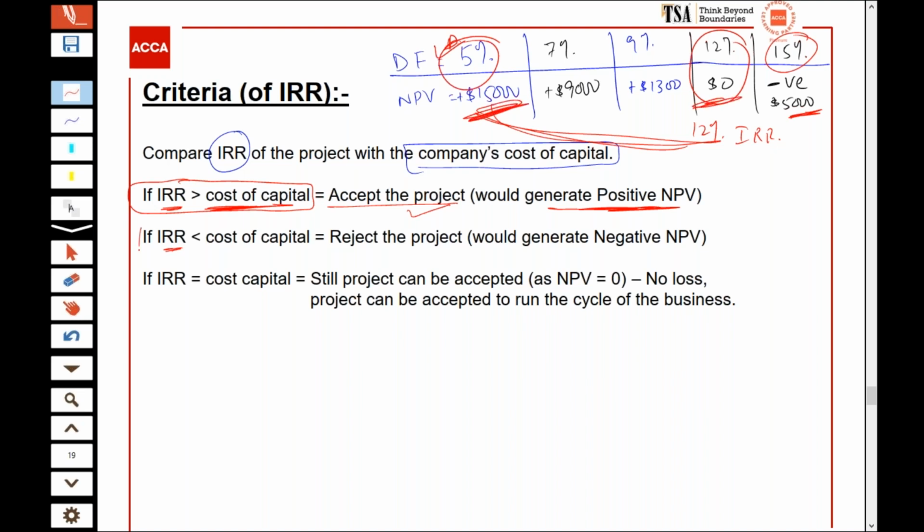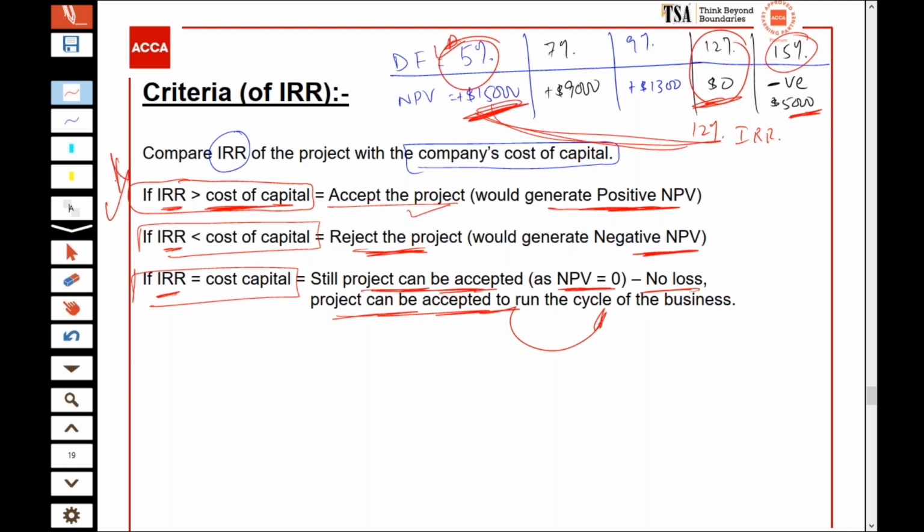If my IRR is less than cost of capital, reject the project. It would generate negative NPV. If your IRR is exactly equal to the cost of capital, still the project can be accepted because NPV is 0, no loss. Project can be accepted to run the cycle of the business. But what is the preference? Your internal rate of return should be greater than your cost of capital, because it will generate you the positive NPV as I have demonstrated in the above simple imaginary figures. Is it clear? All of you, is it clear?